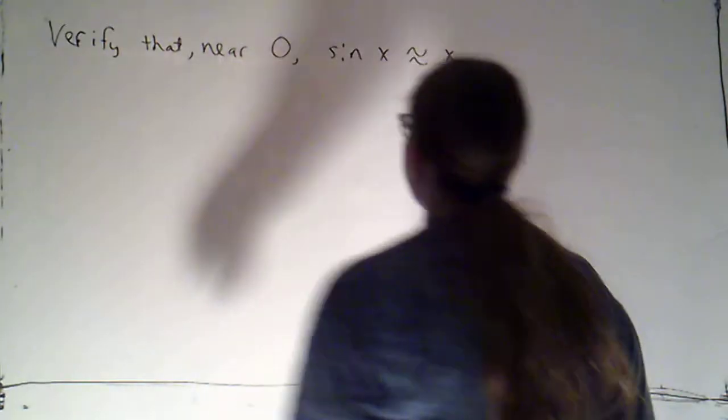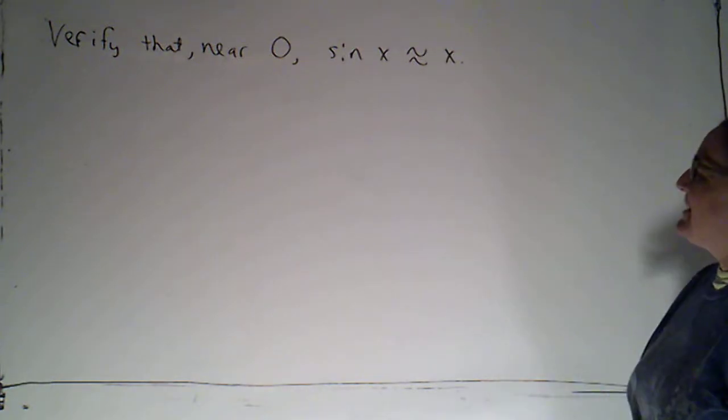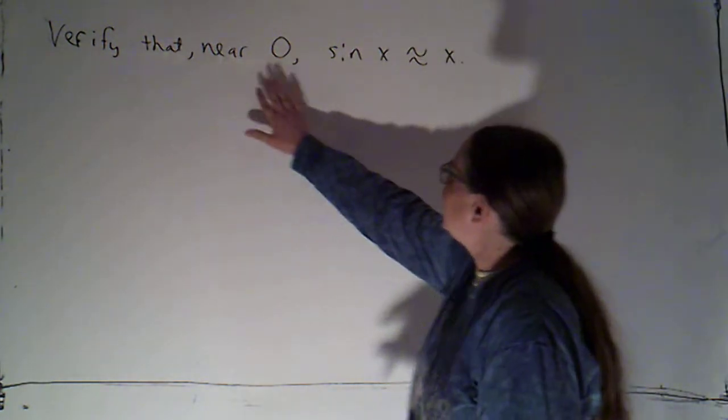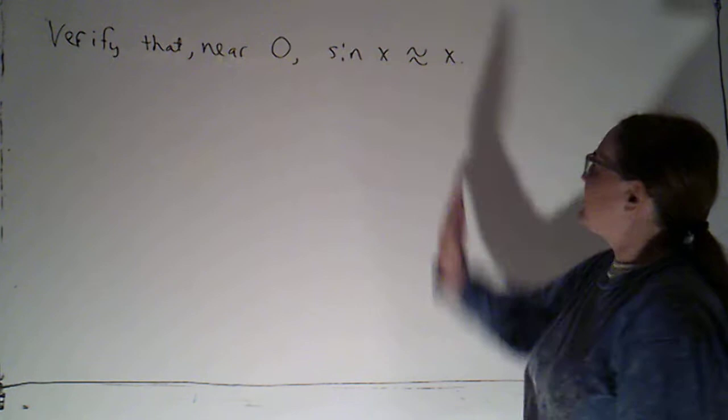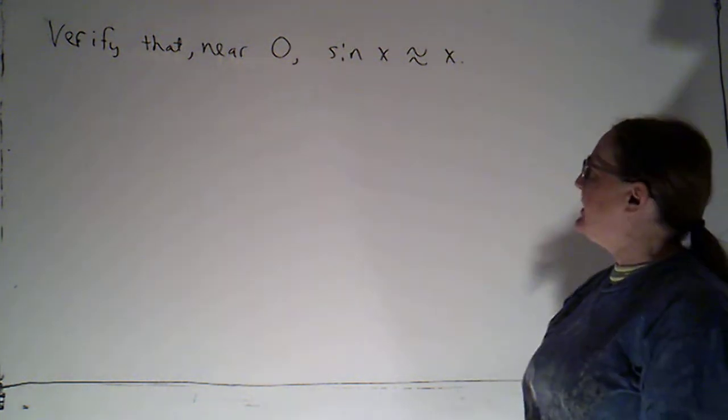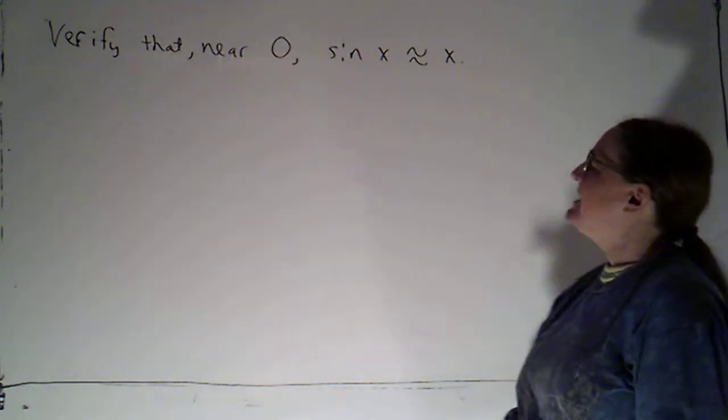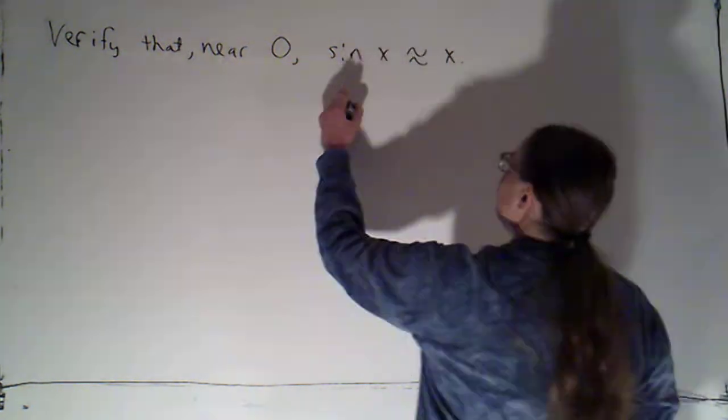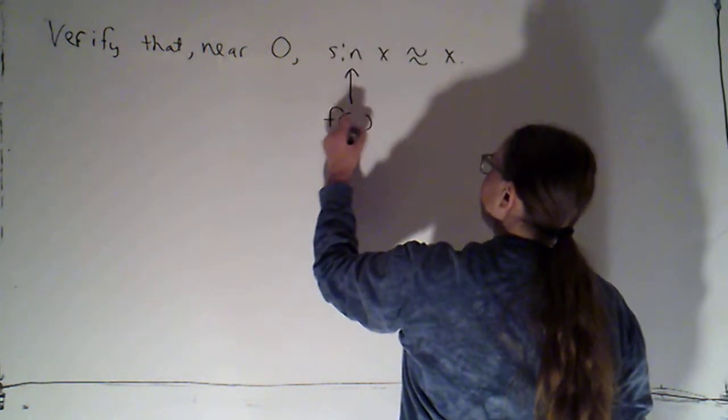Here's a problem that at first glance can seem fairly intimidating. It says verify that near 0, sine of x is approximately the same as x. Well, how would I go about doing that? Well, I might observe that this is a function.